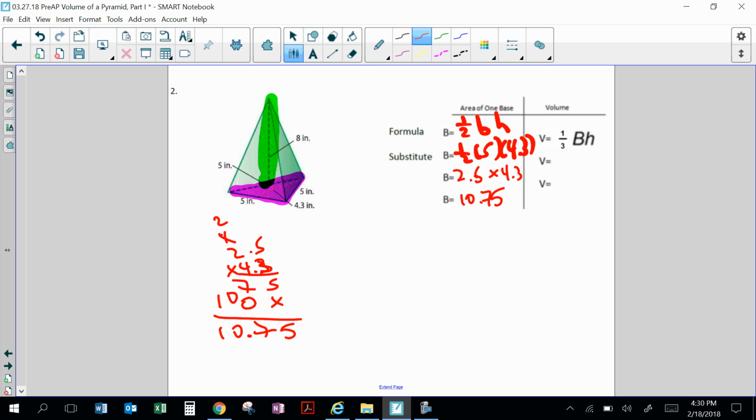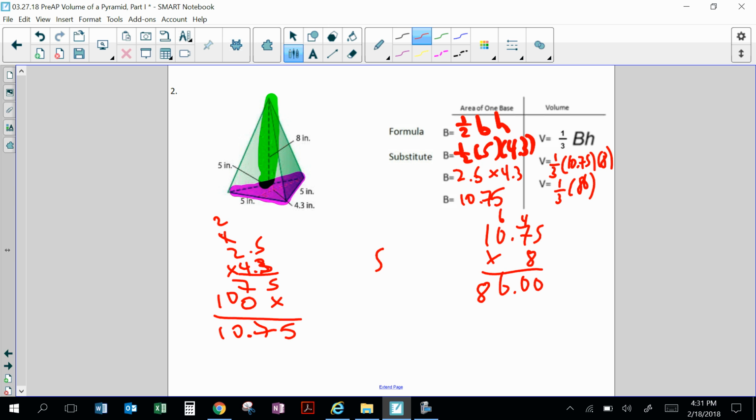So now let's find the volume, how much it holds. 1/3 times 10.75 times the height of 8. So would you like to find a third of this, or a third of 8, or just multiply these two and find a third? You know what? I'll just multiply those two. 8 times 5 is 40, carry the 4. 8 times 7 is 56 plus 4 is 60, carry the 6. 8 times 0 is 0 plus 6, and 8. So it's 86. So what's a third of 86?